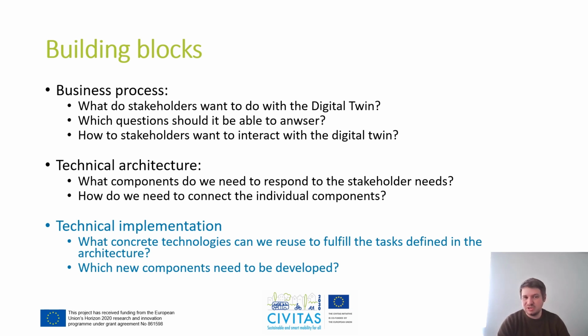So here, once we arrive at the technical implementation, we have to think about which concrete technologies we can reuse to fulfill the tasks that are defined in the architecture. So for each building block, for each different task that we have defined, we need to find a technical solution that we can implement. And once we have searched for all the solutions that already exist to fulfill a certain task, we can think about which components need to be developed on top because they don't exist today and they don't have the features that we want to have on our platform.